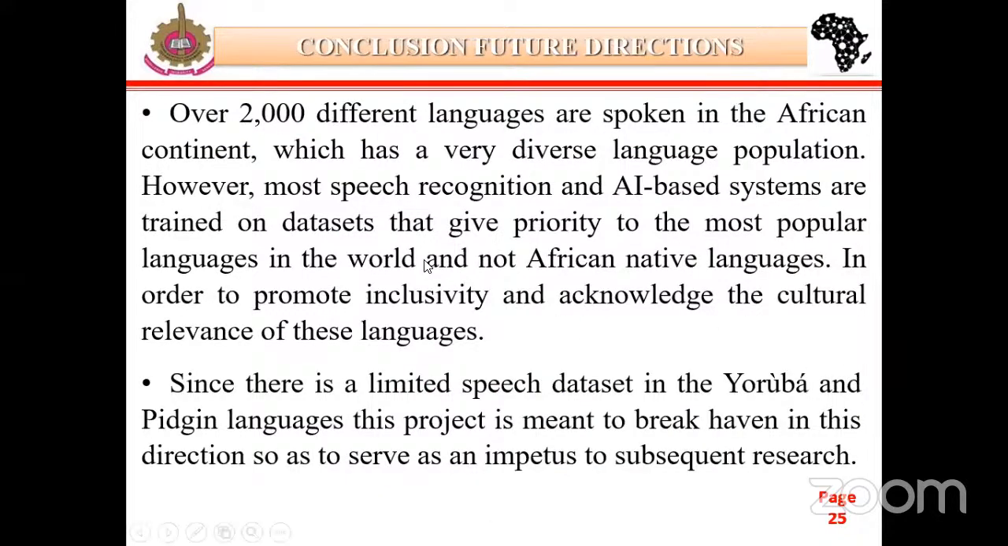So, in conclusion, over 2,000 different languages are spoken on the African continent, which has a very diverse language population. However, most speech recognition and AI-based systems are trained on data sets that give priority to the most popular languages, as we have seen in the literature review, which are English, German, Spanish, and the rest like that.